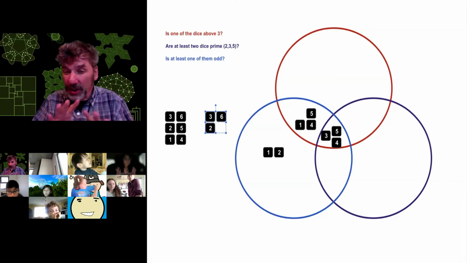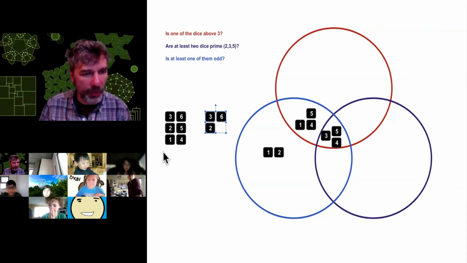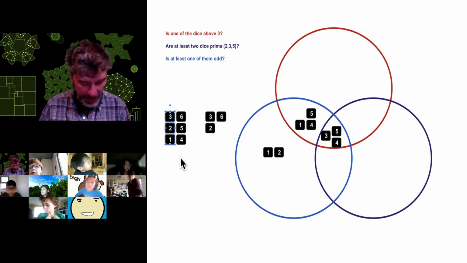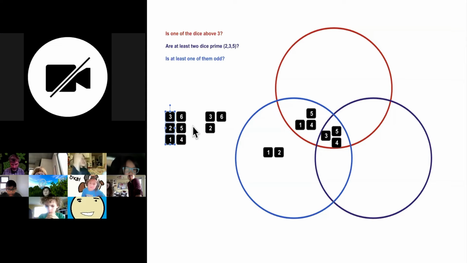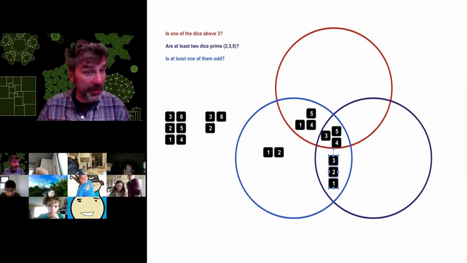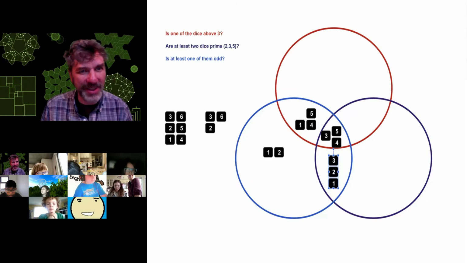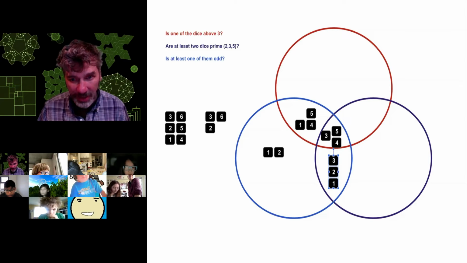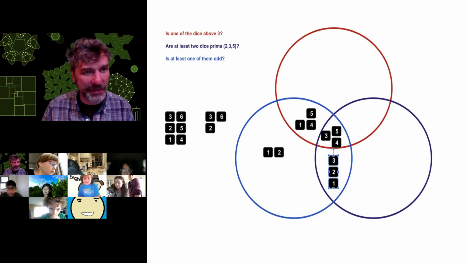2, 3, 1. Not found before. 1, 2, 3. Okay, and tell me about that. It's the blue and purple region. Yeah, for sure, because one of the dice is not above a 3, but there is at least one of them odd, and there are at least 2 of them that are prime. Exactly. So maybe we're going to be able to fill all of our regions.